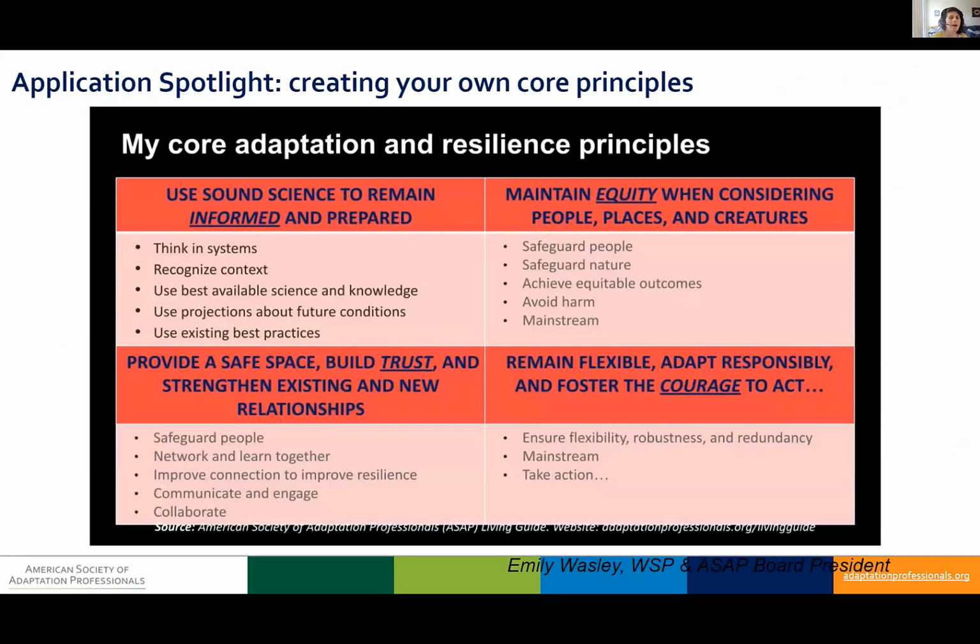So that's the Living Guide, and I just want to share briefly a spotlight on how the Living Guide has been applied by an ASAP member. So this comes from ASAP Board President Emily Wassley, and she used the Living Guide to develop her own kind of representation of her personal core adaptation and resilience principles to keep them front of mind in her daily work.